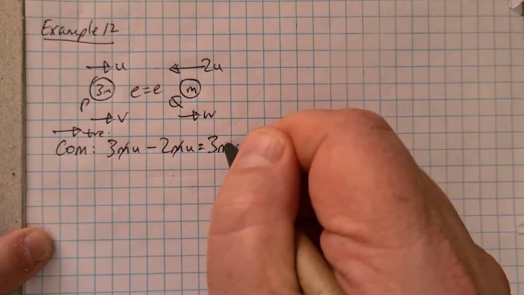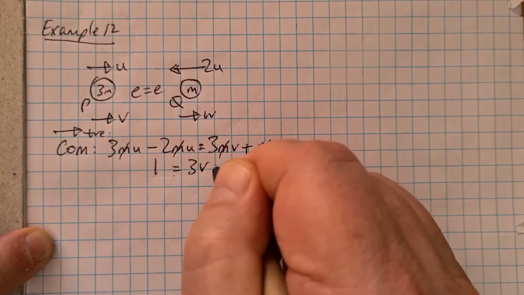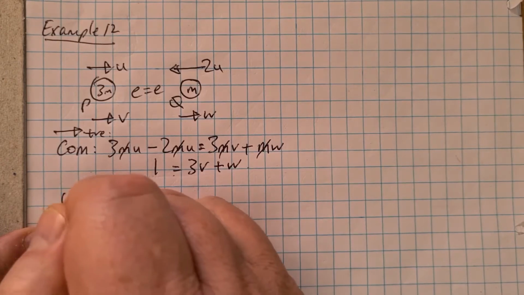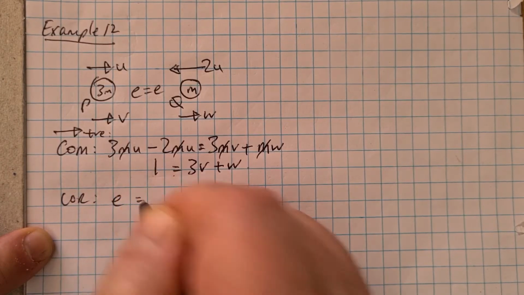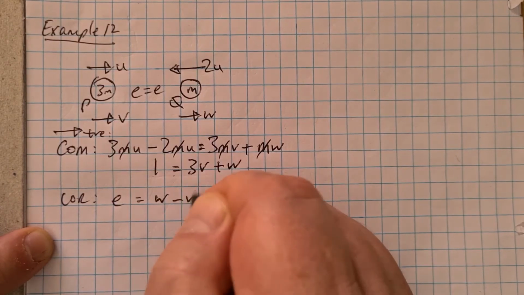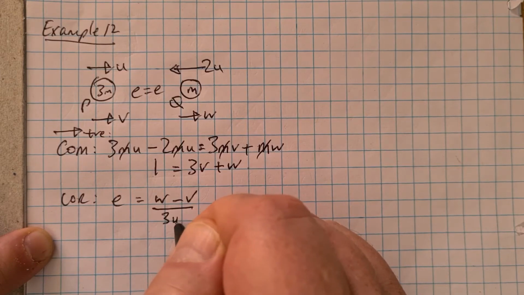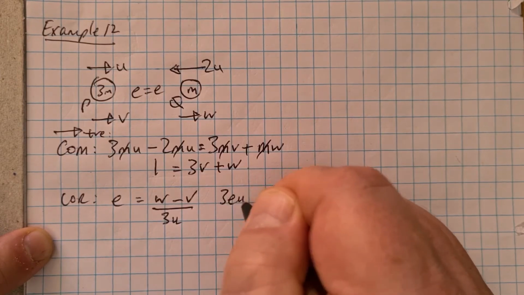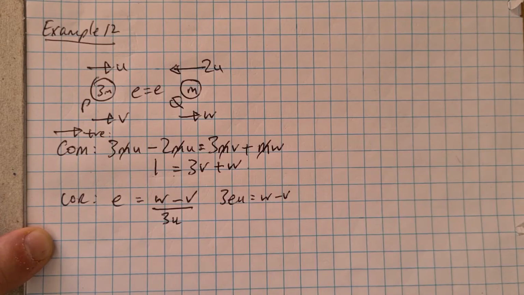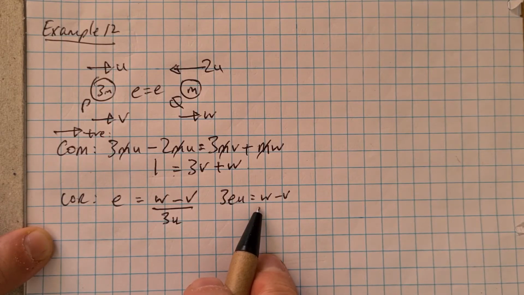Again, we can divide by m, leaving us with 1 equaling 3v plus w. For our coefficient of restitution, e is given as the speed of separation, w minus v, divided by the speed of approach, which is 3u. So we have 3eu equals w minus v. To rearrange these, no matter which way around we do it, we need to find both v and w.